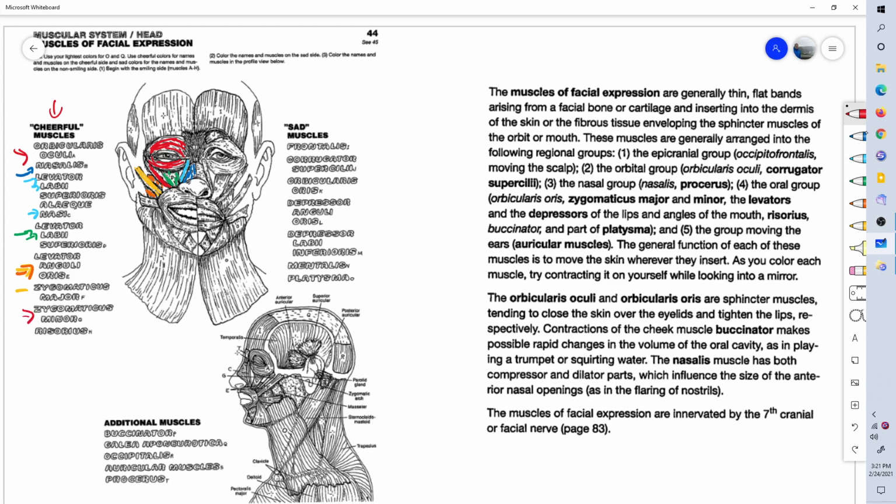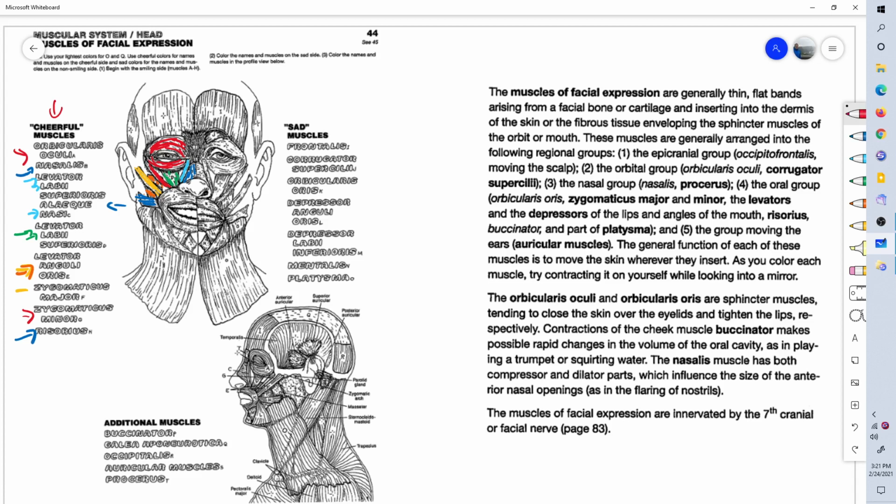Lastly, the risorius muscle, last of the happy muscles. Risorius comes in laterally from the side and pulls your mouth sideways. These are known as the cheerful muscles. They will generally squint the eyes and raise and elevate the mouth.